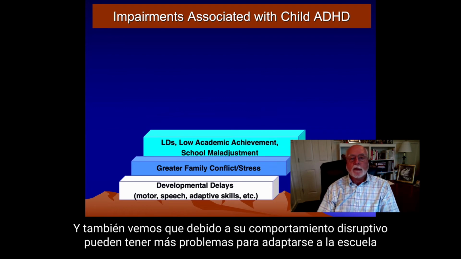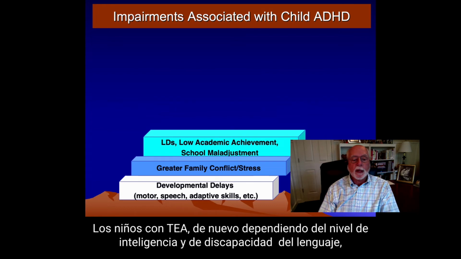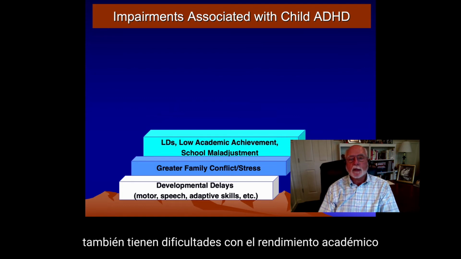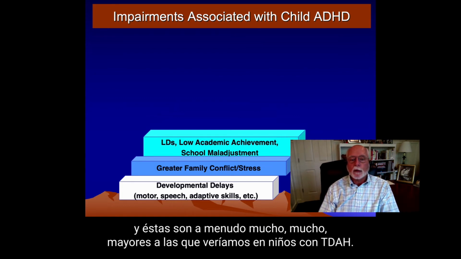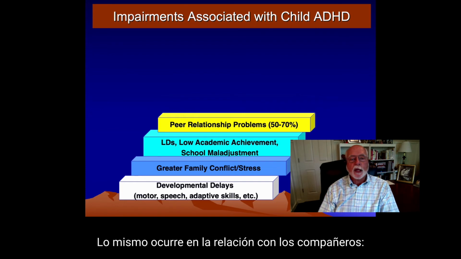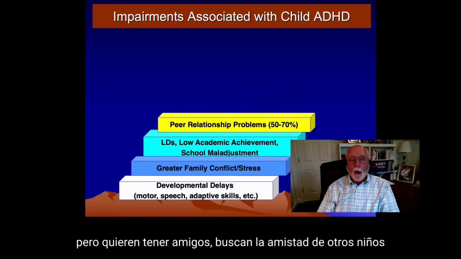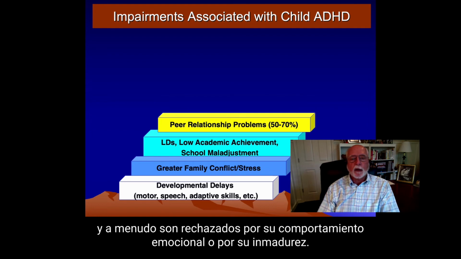And we also see that because of their disruptive behavior, they may have more problems with school adjustment and behavior and school discipline. ASD children, again, depending upon level of intelligence and language impairment, also have difficulties with academic achievement, but these are often far, far greater than what we would see in ADHD children. And the same is certainly true with peer relationship problems, where ADHD children are more disruptive, more active, more impulsive and emotional. But they want friends, they seek out friendships with other children, but are often rejected because of their emotional behavior or because of their immaturity.